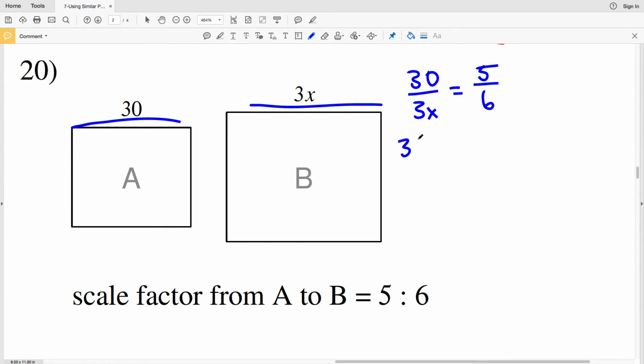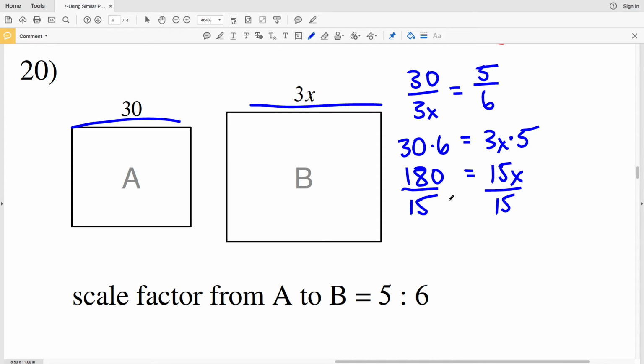Cross multiplying, 30 times 6 equals 3x times 5. 30 times 6 is 180, and 3x times 5 is 15x. When I divide both sides by 15, I'll get that 12 is equivalent to x. So 12 is my solution in number 20. And if I was to plug 12 in for x, the side length of B would be 3 times 12.